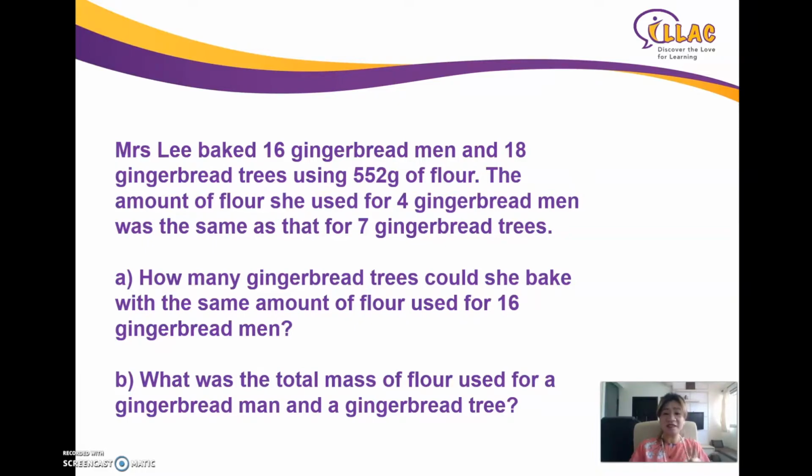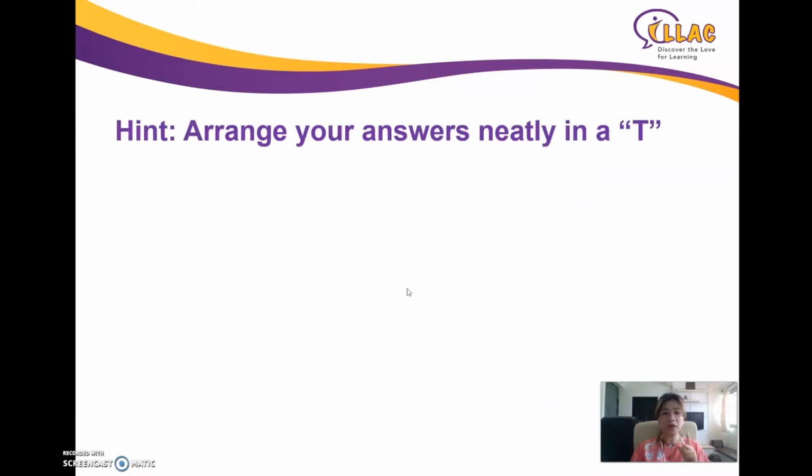Let's solve the 16 gingerbread men first. We arrange the answers neatly in a T. That's why we call it the T model. Certain schools will arrange it using ratio, 1 ratio here, 2 ratio here, side by side. I don't quite like that method because when it's side by side, children can't really see the relationship of the numbers. So I put them in a T model. It makes it very easy for them to see the relationship in 1 column, 2 columns.